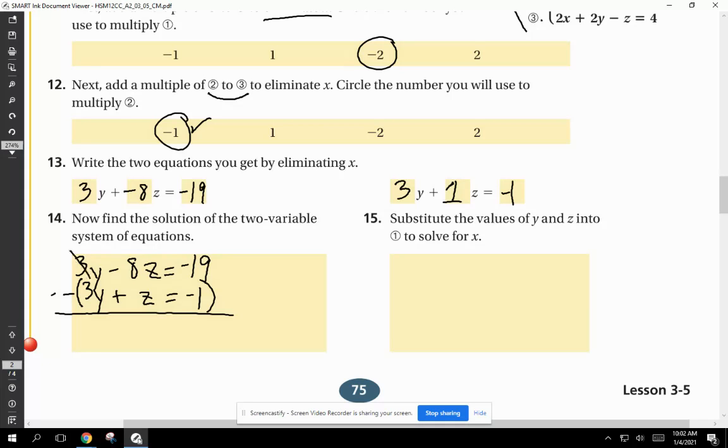So you have 3y's, they cross off. -8z minus z is -9z. You have -19 minus a -1, and that's the same thing as adding the opposite. So you're going to add 1, so you get -18. And now you have a pretty number because you have a 9 and 18. You know 9 goes into 18 2 times. So divide by negative 9. You get z by himself now. Negative 18 divided by negative 9 is just 2.